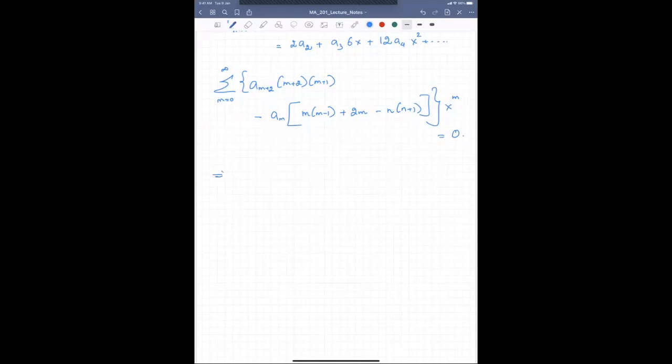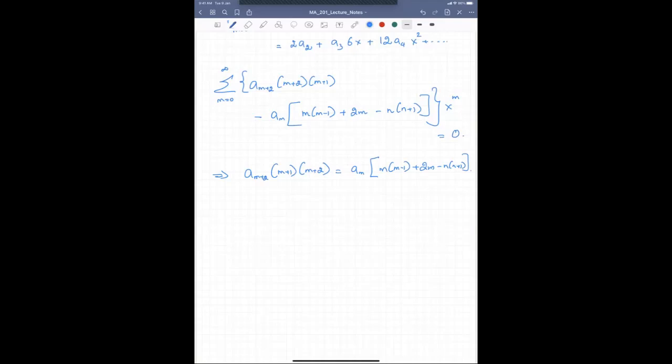So this tells me that a_{m+2} times (m+1) times (m+2) has to be equal to a_m times m(m-1) plus 2m minus n plus 1. Okay, so this gives me a recursion relation because it connects the coefficient a_{m+2} to the coefficient a_m. Now notice that it doesn't connect the coefficient a_{m+1} to a_m. It connects the coefficient a_{m+2} to a_m.